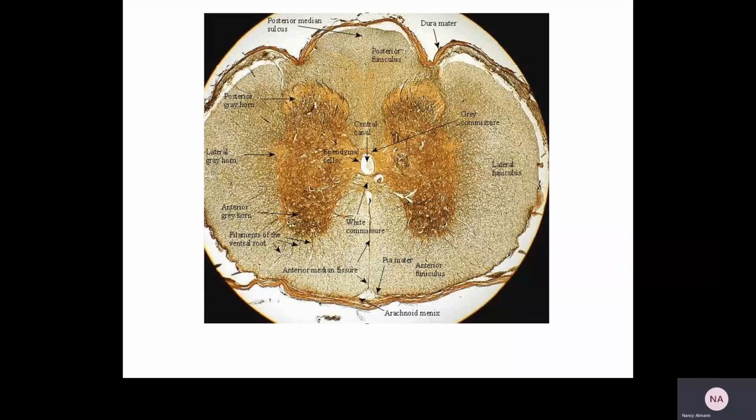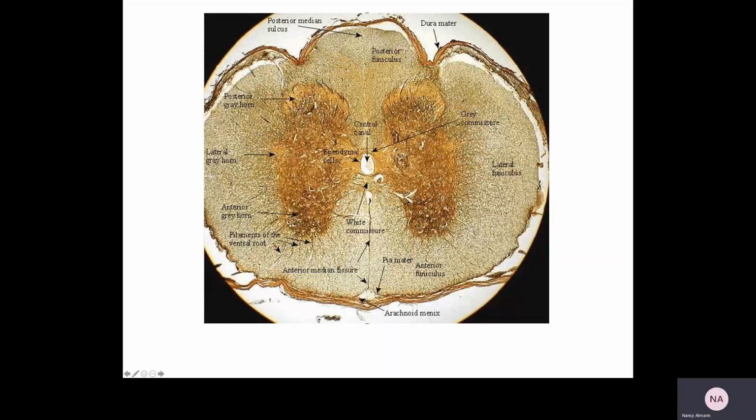This is a photograph of a spinal cord. Let's talk a little bit about this. Of course, there will be spinal meninges, just as there are cranial meninges, so the most superficial layer will be dura mater. There will be arachnoid mater, deep to that, and deep to that, following the contours of spinal cord, will be the pia mater.